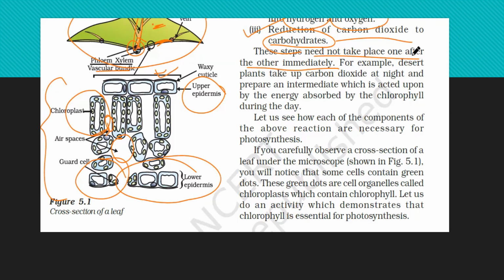For example, what do desert plants do? They are a bit different from the land plants. They take up carbon dioxide at night only, and they prepare an intermediate which is acted upon by the energy absorbed by the chlorophyll during the day. So an intermediate is prepared, and when in the daytime the sunlight is absorbed by the chlorophyll, this reaction starts. So let us know how each of the components of the above reaction is necessary for photosynthesis.